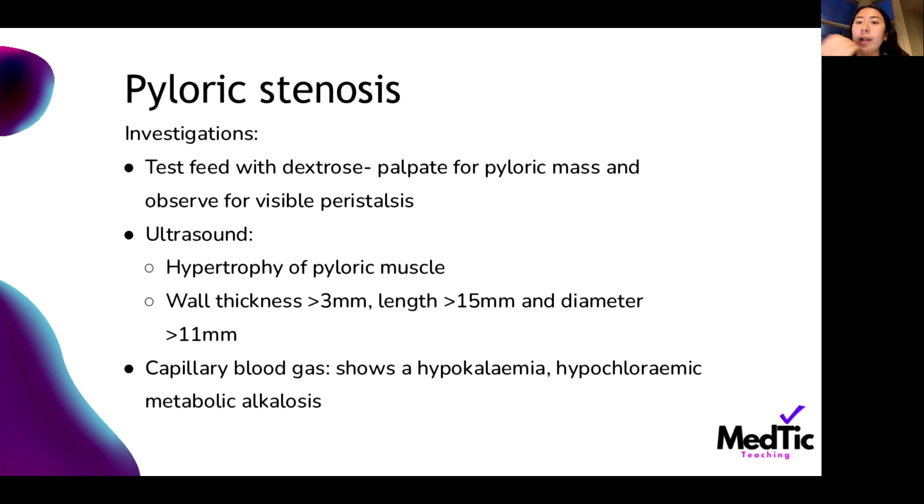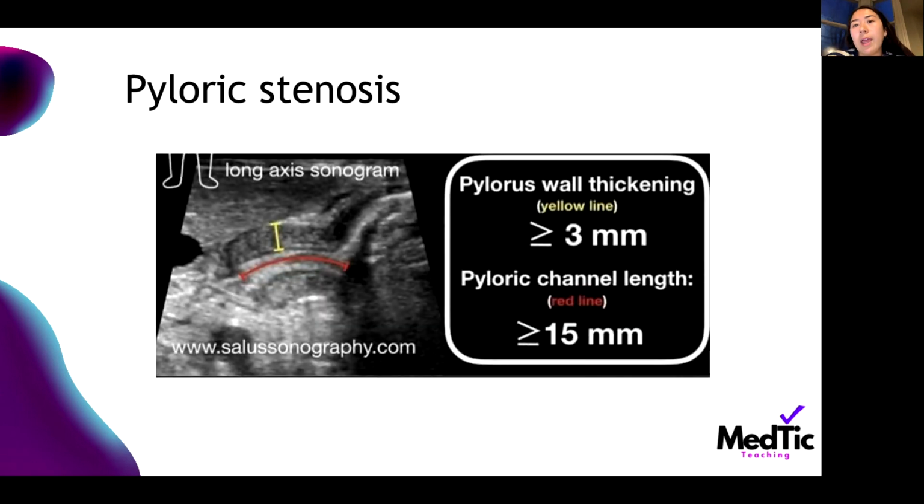And like we said earlier, the capillary blood gas would show a hypokalemic, hypochloremic, metabolic alkalosis because of all the vomiting. You're just losing all that chloride, and then eventually it starts to impact the kidney. Right, and then that's what the ultrasound scan would look like.